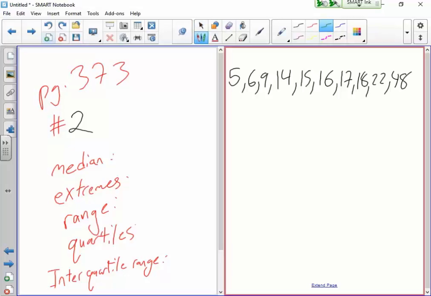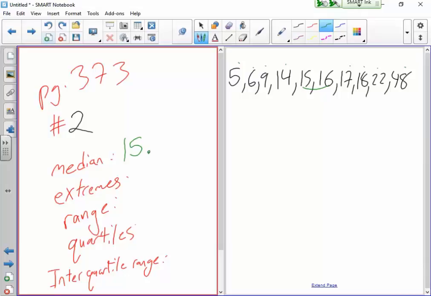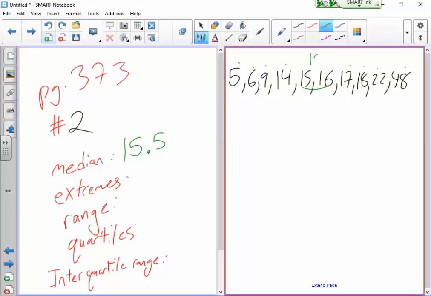Now I want to find a median. So I've got a high, got a low, got a high, got a low, got a high, got a low, got a high, got a low. Oh, I got 2 numbers here for median. Any guess as to what my median might be? You add them and then you divide them by 2. Okay, and what would I get if I had 15 and 16? I get 31 divided by 2 is 15.5. Is everybody okay with that? All right, so 15.5 is my median.